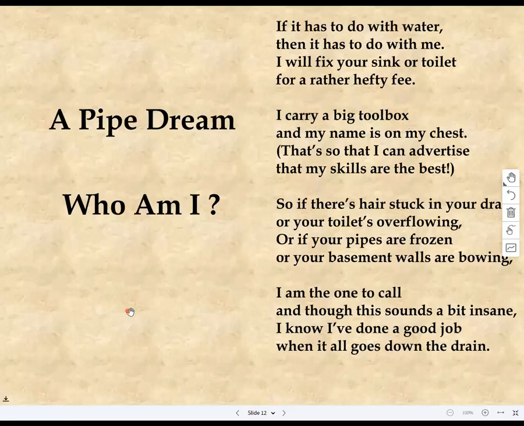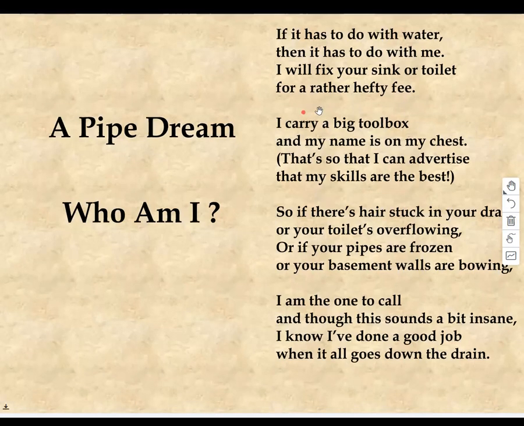Then we have another poem, A Pipe Dream. If it has to do with water, then it has to do with me. I will fix your sink or toilet for a rather hefty fee. I carry a big toolbox and my name is on my chest. That's so that I can advertise that my skills are the best. So if there is hair stuck in your drain or your toilet's overflowing, or if your pipes are frozen or your basement walls are bowing, I am the one to call. And though this sounds a bit insane, I know I've done a good job when it all goes down the drain. So, what is your best guess?